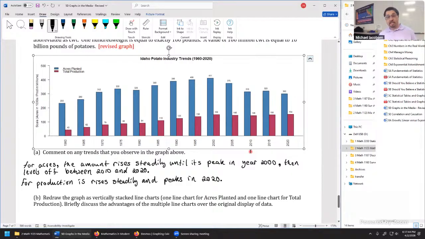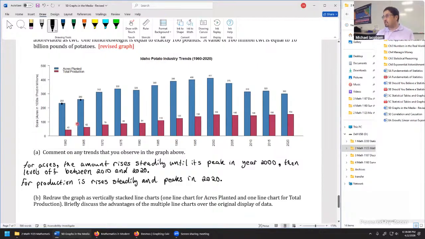So what we want to do is redraw this whole graph as vertically stacked line charts, one line chart for acres planted, and a separate line chart for total production. We're going to stack them so they're easy to compare against, but we're not going to try to keep them on the same set of axes. And by line charts, all we mean is we're going to draw dots to represent the heights and draw line segments that go through each one of these dots, as opposed to having bar charts. So let's give that a try.